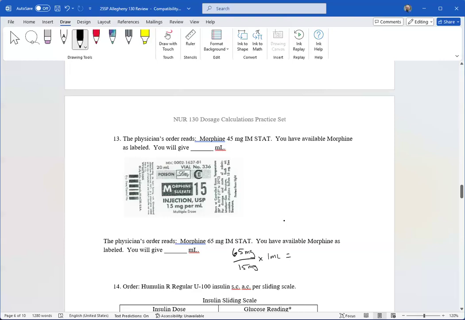So when I get 65 divided by 15, I should get some sort of a decimal answer. Yeah, I get 4.33333333. Okay. So if I get an answer where you have a bunch of these, right, that's your clue that you need to round it. And you would just round it to 4.3 milliliters. Okay. So again, round to the nearest tenth.